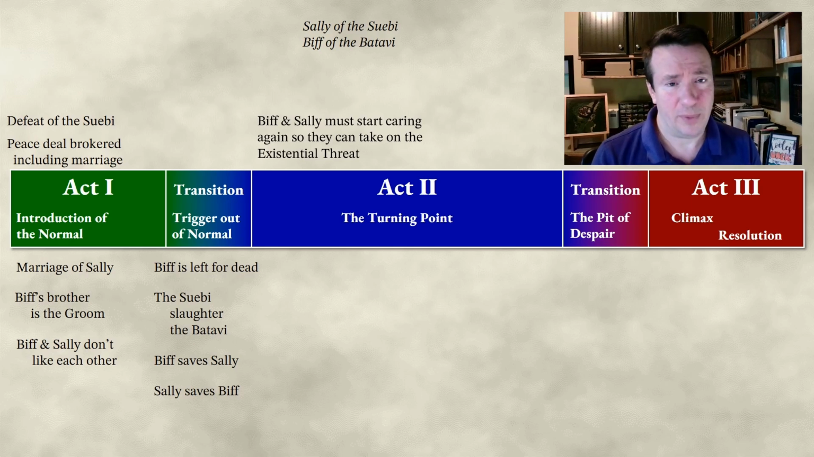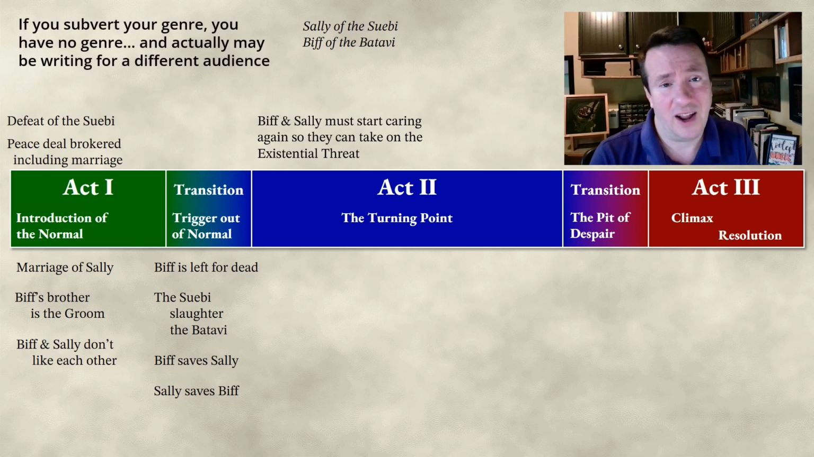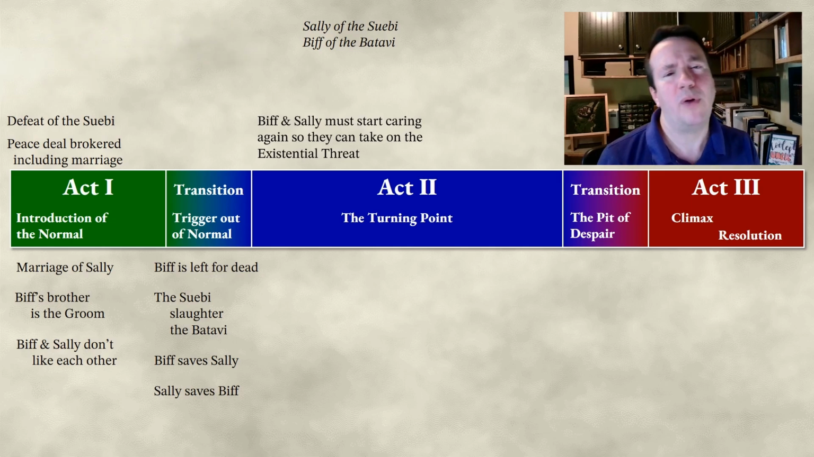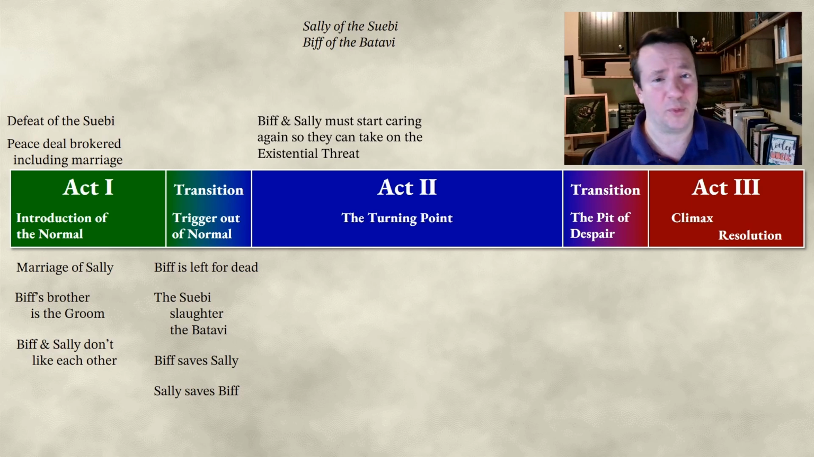Now you might say, I want to subvert expectations by pushing the bounds of my genre. You can certainly do that, but be careful, because if you subvert your entire genre, then you have no genre, and you need to reconsider who your audience might be. But that's a deep topic that is tangential to what we're covering today. So let's move on.